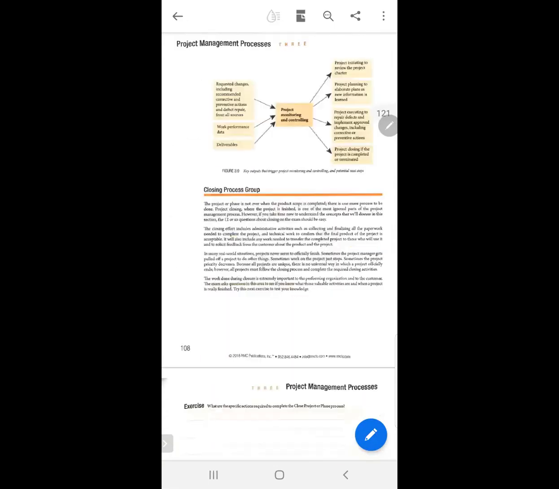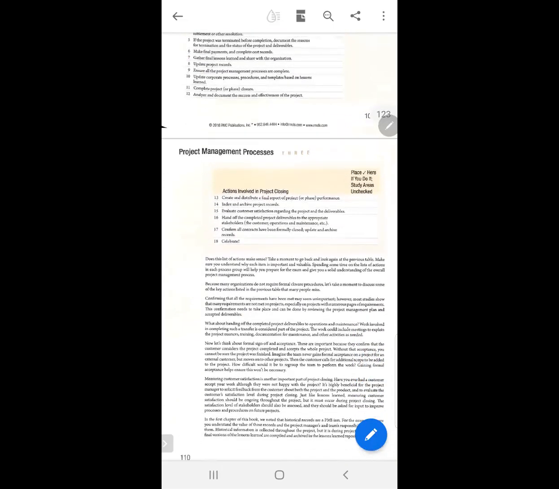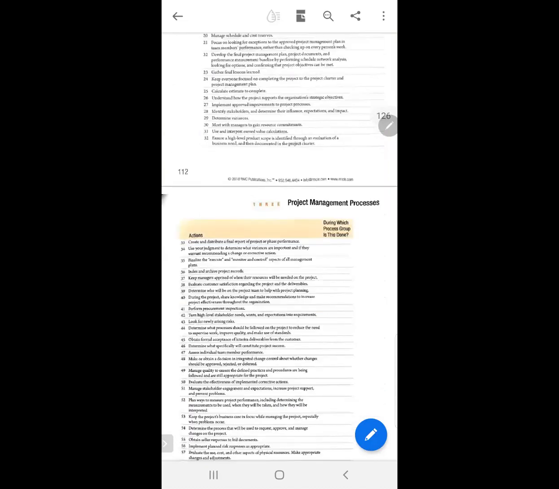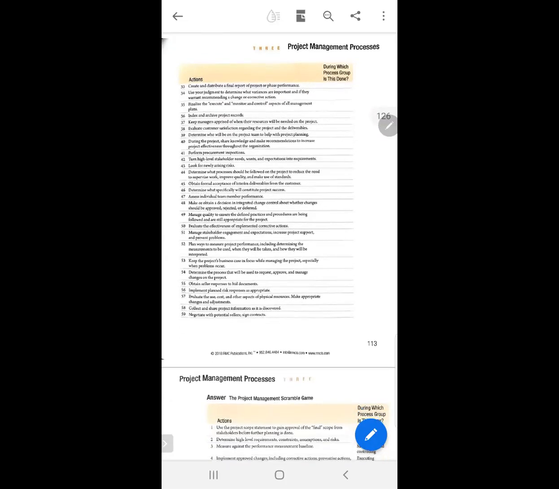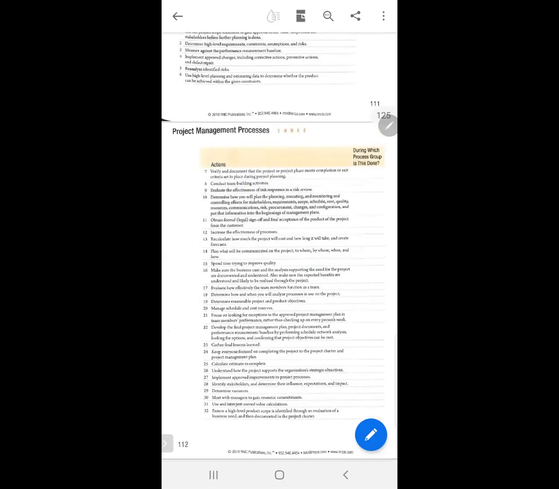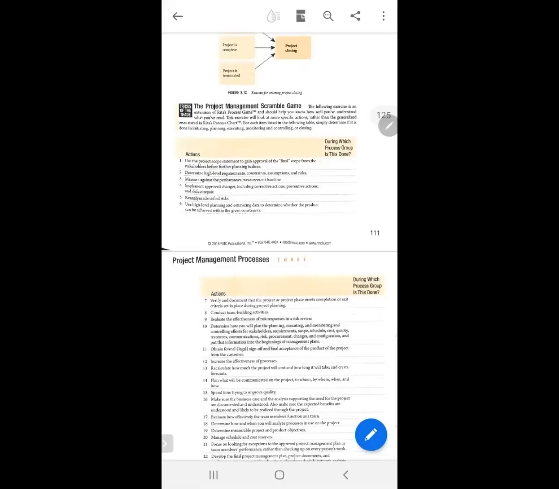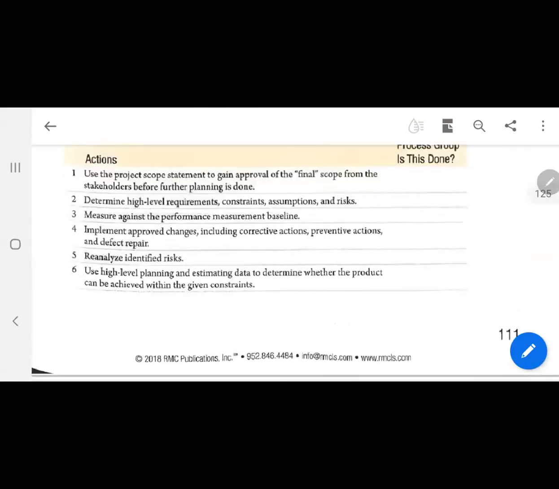Let me see. Closing process group. Okay. Page 123 should be the one. Okay, let me check. Good, this is it. This is where I was driving our attention to. All right, page 111. Are we seeing? Let me turn it this way. We have to do this exercise.